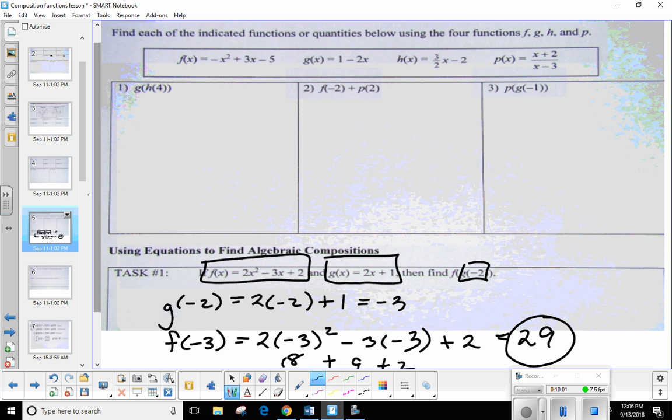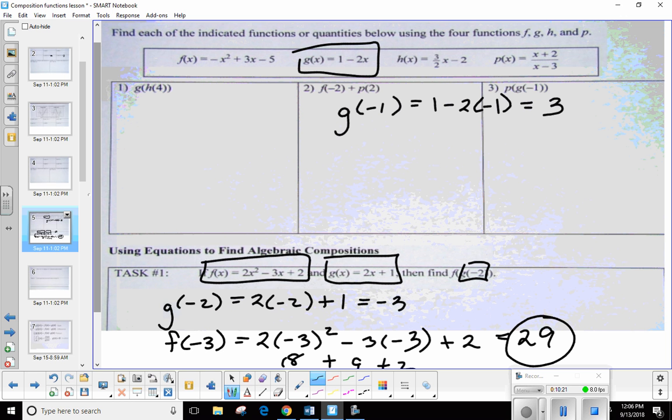So I'm going to start with g, and I'm going to substitute what value? Negative 1. Okay, so g of negative 1. This would be 1 minus 2x, so 1 minus 2 times negative 1. What's that going to give me? Okay, so 1 plus 2 is going to give me the 3, right?